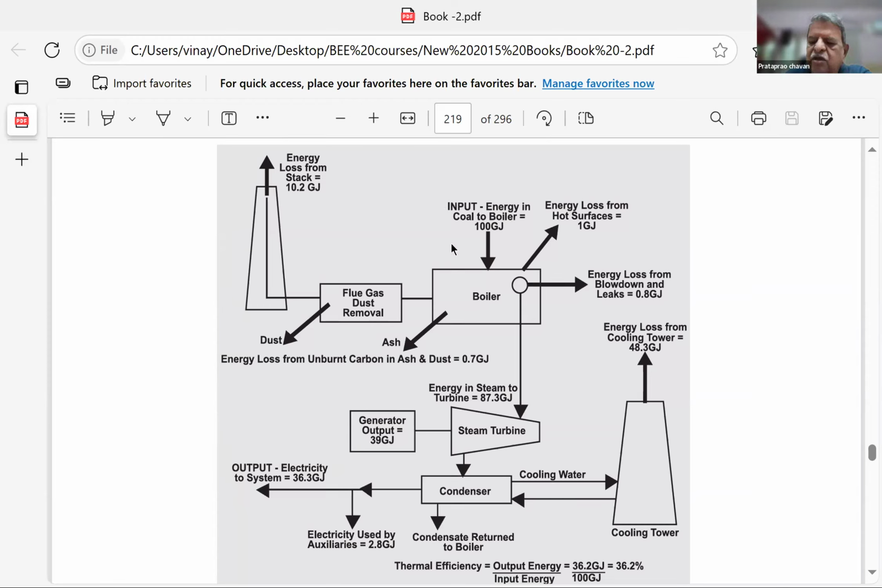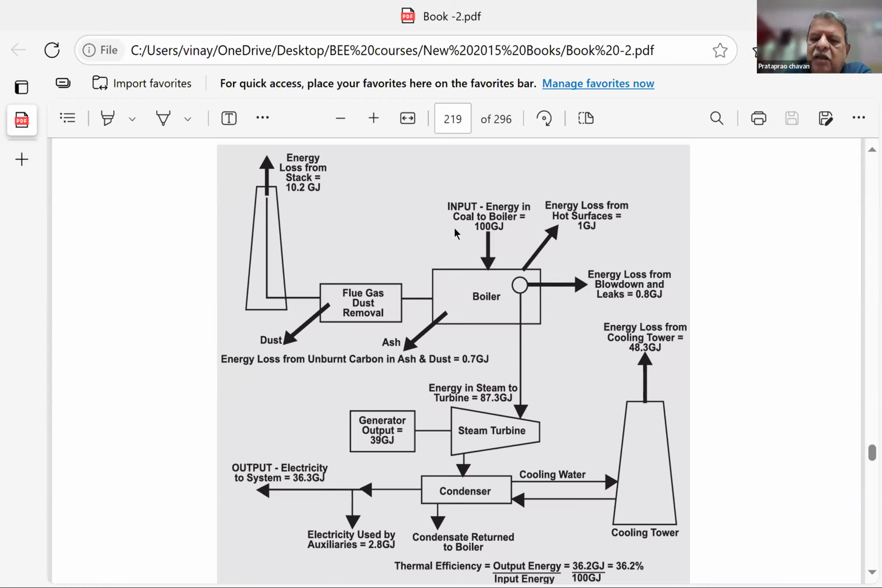GJ is actually gigajoules. It's an old system of measuring heat. Nowadays we don't use it. All your units will be in kilocalories, right? The relation between kilocalories: 1 kilocalorie is equal to 4184 joules. That you have to note down somewhere. If at all there is a small question on MCQ, convert 2 kilocalories into joules or gigajoules like that. So you should remember that.